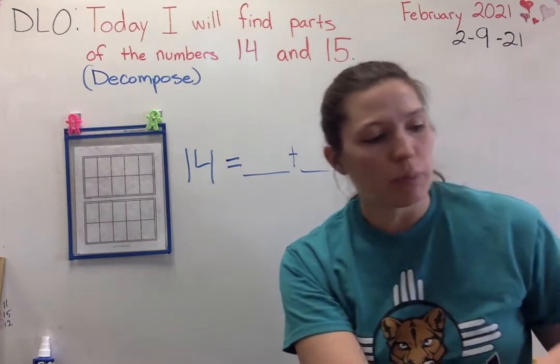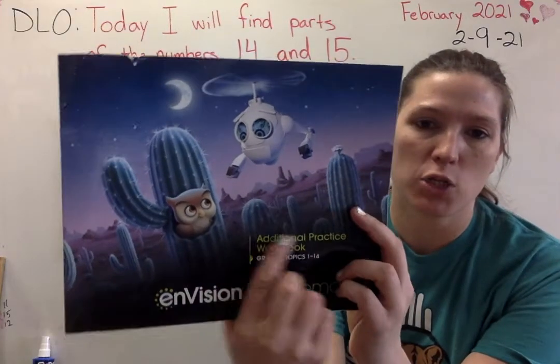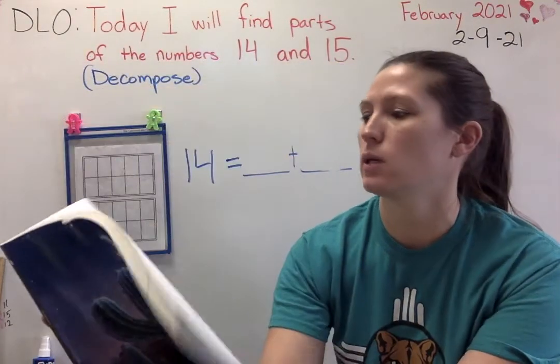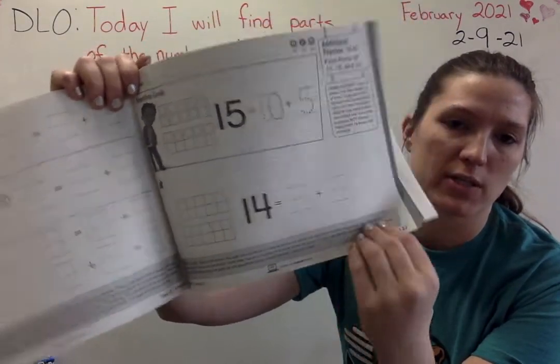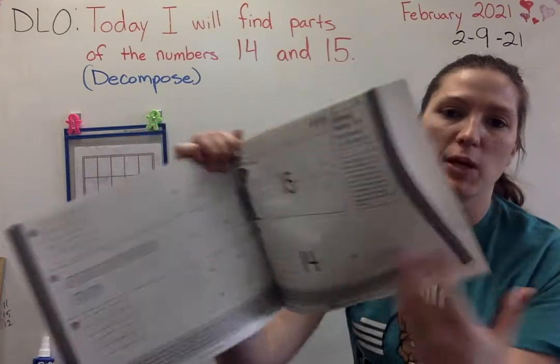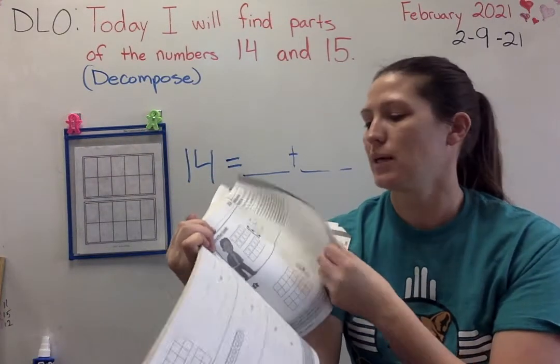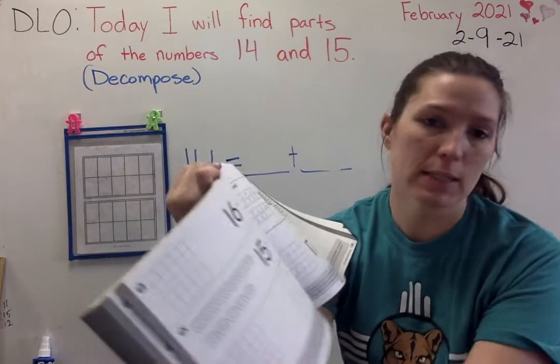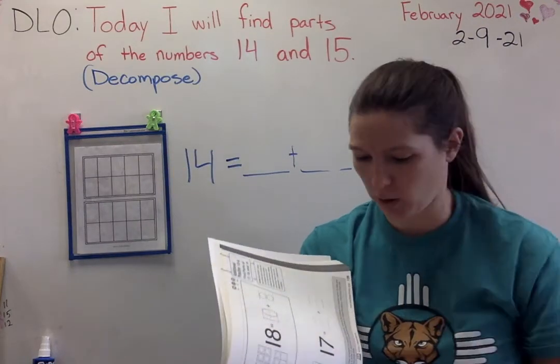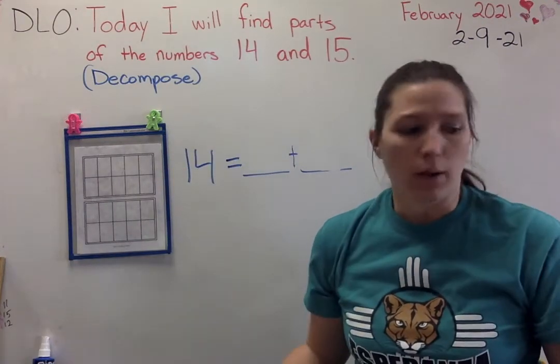And your work will be completed in the additional practice workbook, skill 10-5, page 137 and 138, the next page. The only one you won't do is number 2 because it's 16 and we're going to save that for next quarter. So don't do number 2. All right, let's get started.